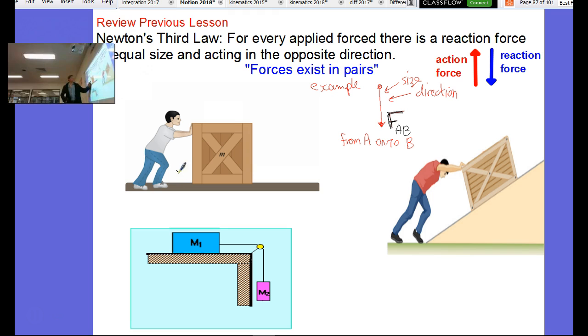So the first example might be, here's the man pushing on the crate. He's applying an applied force, a push force. So he has one force, and this is a force from the man onto the crate. And Newton's third law said that for every action there's an equal and opposite reaction. So we have another force, a reaction force. What label can we use for this reaction force? From the crate onto the man. Very good. This is a reaction force that the crate exerts back onto the man.